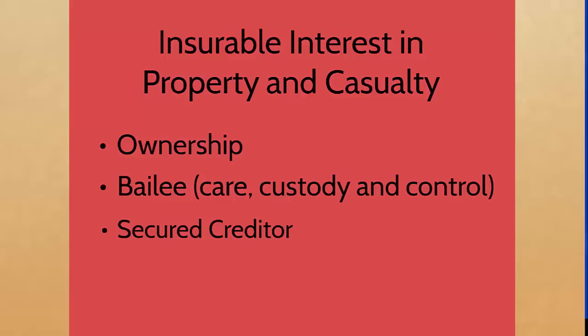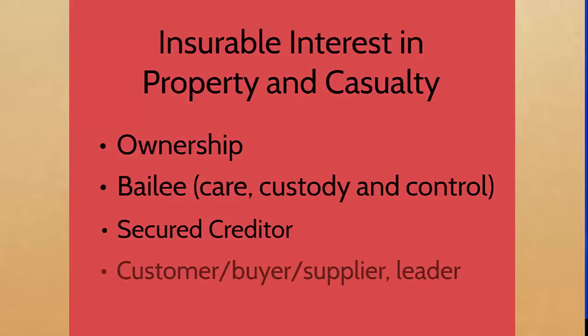The most common example of this is when there's a mortgage on a home. The lender actually has insurable interest in the home because the home is being put up as collateral for the loan. And last, a customer, buyer, supplier, or leading location all have insurable interest in property and in a business that they are associated with.